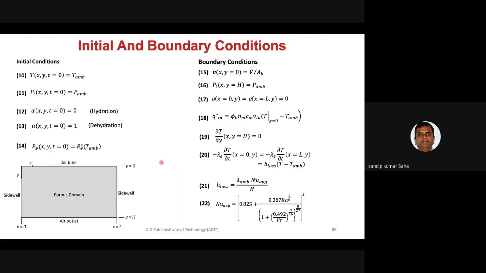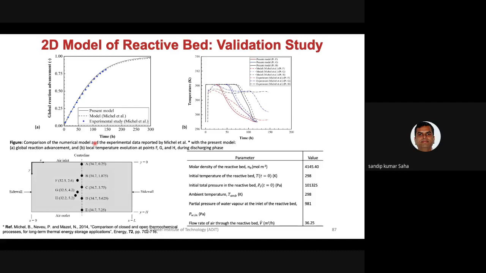And for the boundary conditions, the side walls are insulated, with an air inlet and an air outlet. It's a two-dimensional analysis. Then we try to verify and validate this model with some experiments. We haven't done many experiments on this, but recently we have started. In one experiment we have seen that our model predicts well with the experiments.